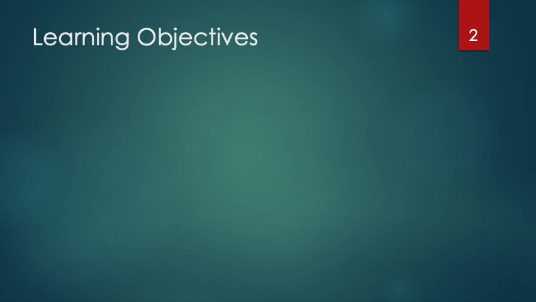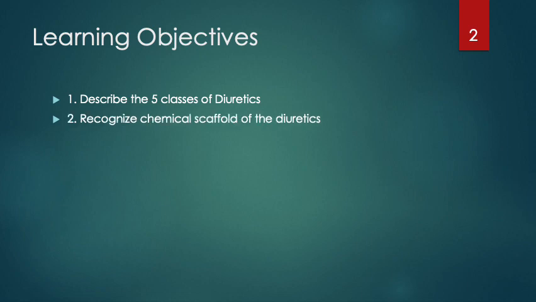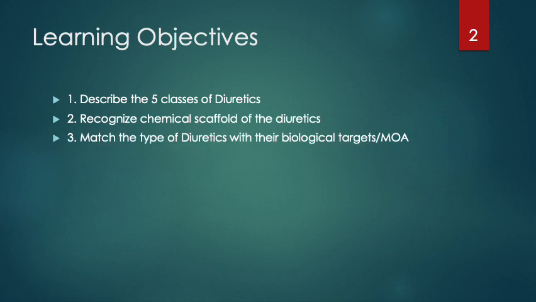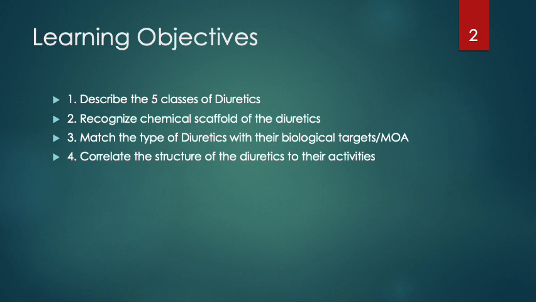At the end of this lecture, you should be able to know the five major groups that diuretics can be classified in, recognize the chemical structures that allow the molecules to produce diuresis, identify the biological target of these diuretics and their mode of action, and be able to explain how modifications to the structure of the diuretics affect their activities.